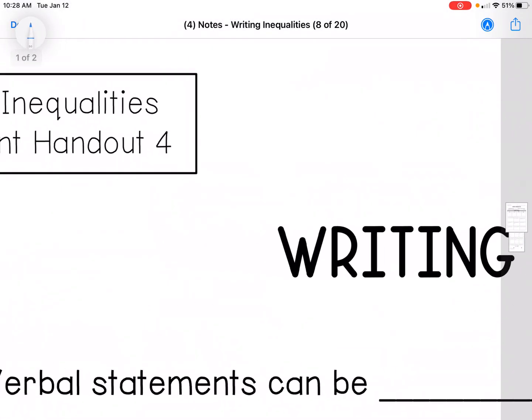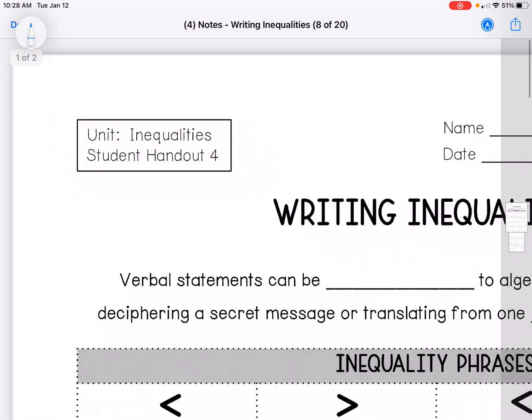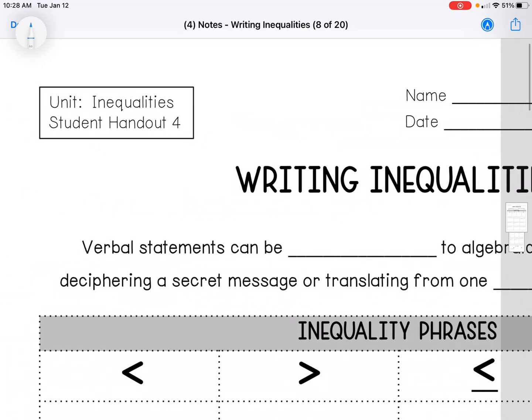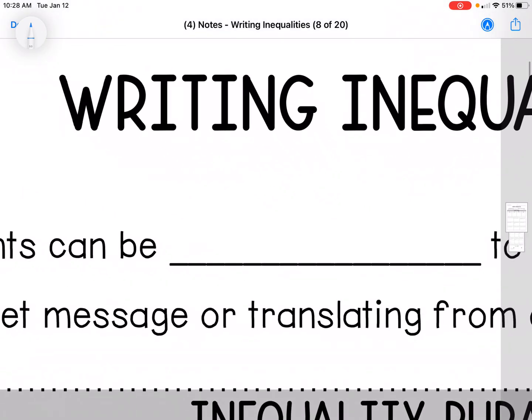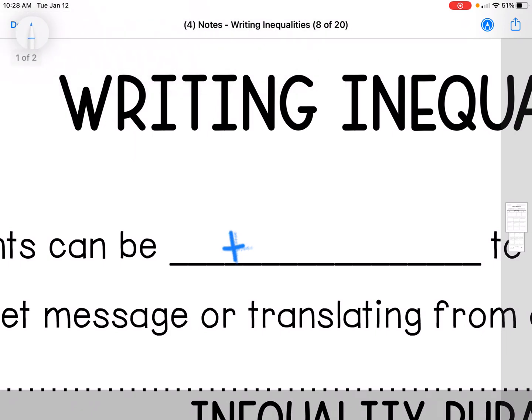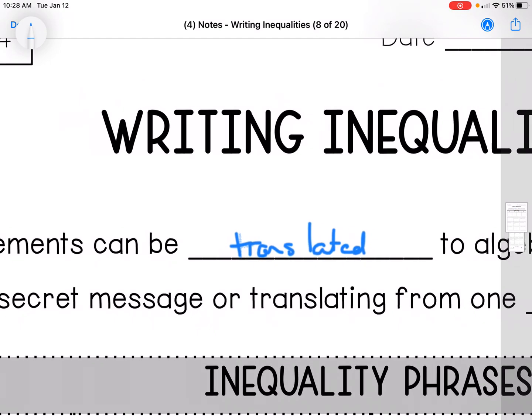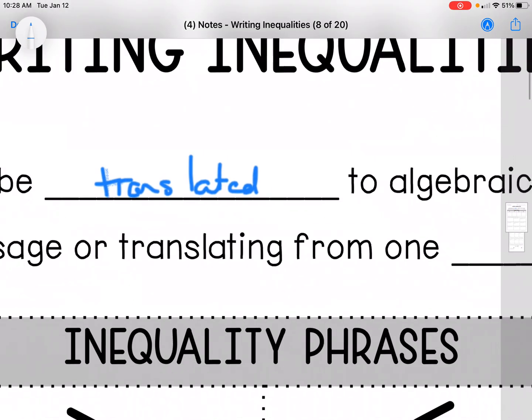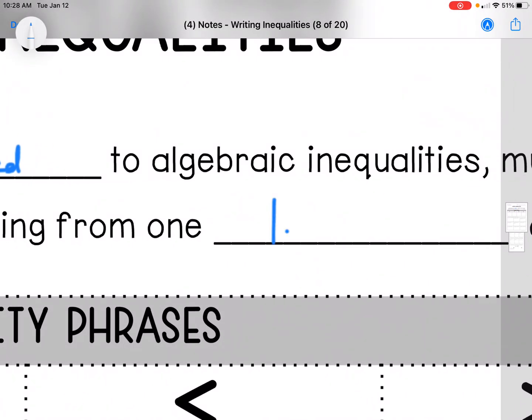All right, inequalities, student handout number 4, writing inequalities. Verbal statements can be translated to algebraic inequalities, much like deciphering a secret message or translating from one language to the other.